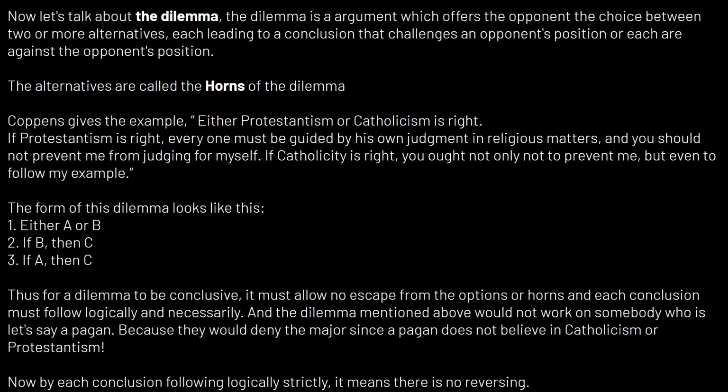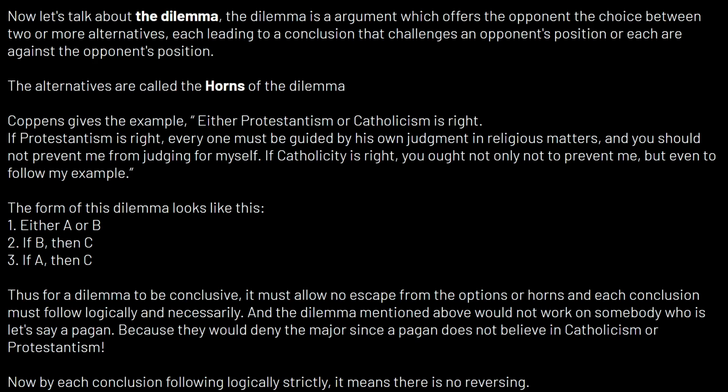And Coppens gives us the example of a dilemma. Either Protestantism or Catholicism is right. If Protestantism is right, everyone must be guided by his own judgment in religious matters, and you should not prevent me from judging for myself. But if Catholicity or Catholicism is right, you ought not only not to prevent me, but even to follow my example. Thus, the form of this dilemma looks like this: either A or B is true. But if B is true, then C is true. But if A is true, then C is also true.